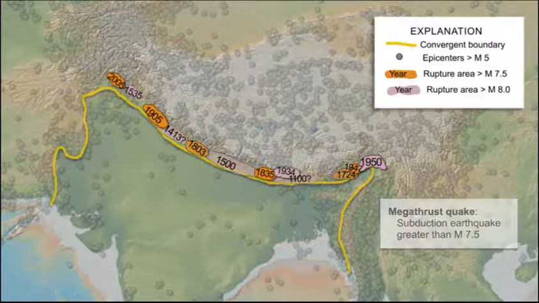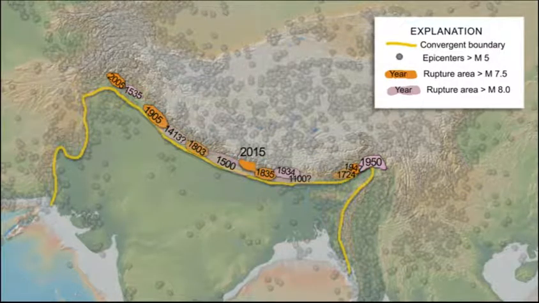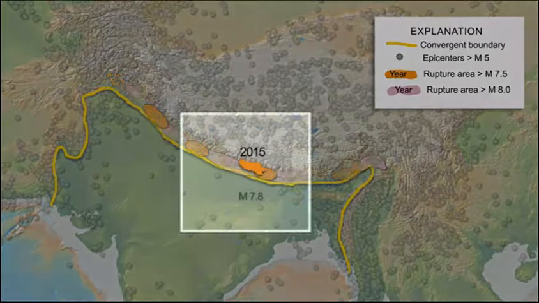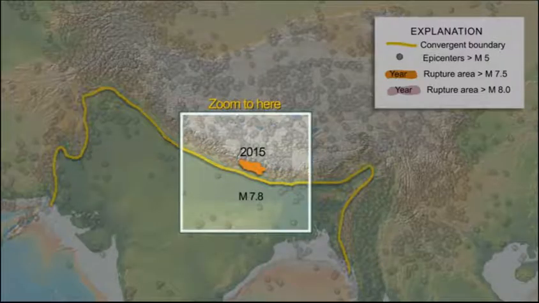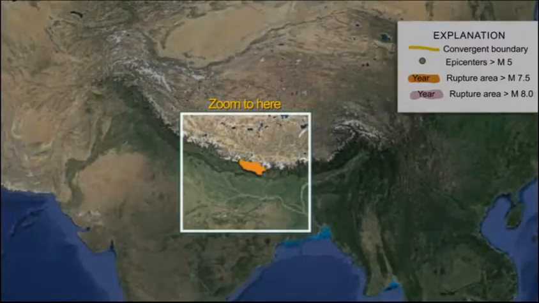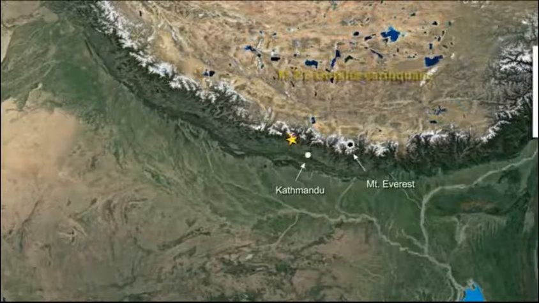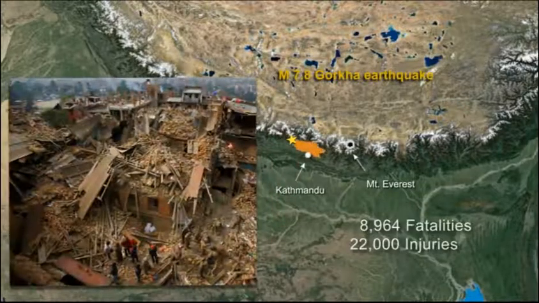On April 25, 2015, the magnitude 7.8 Gorkha earthquake started 15 kilometers beneath the epicenter northwest of the Nepal capital of Kathmandu and ruptured 100 kilometers toward the east.